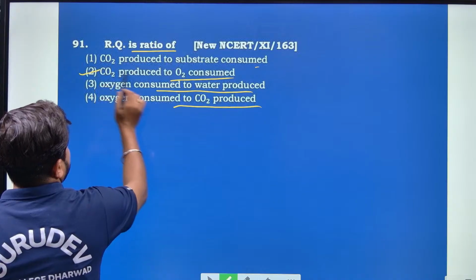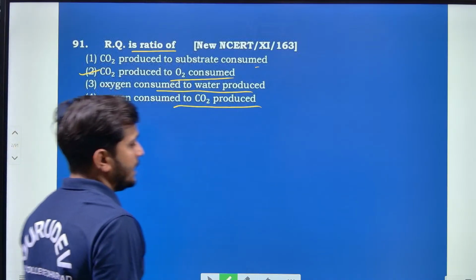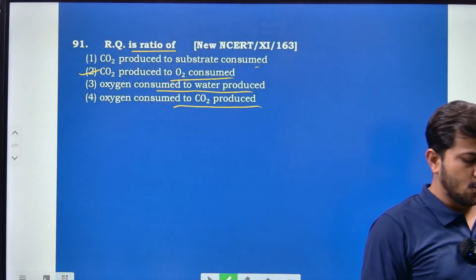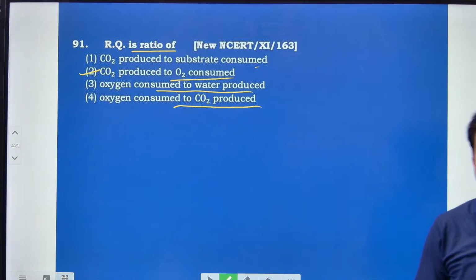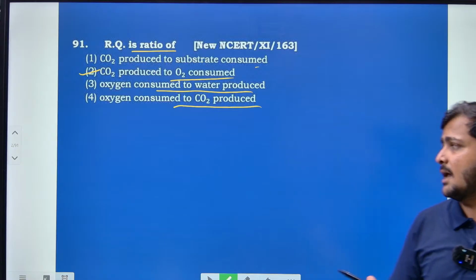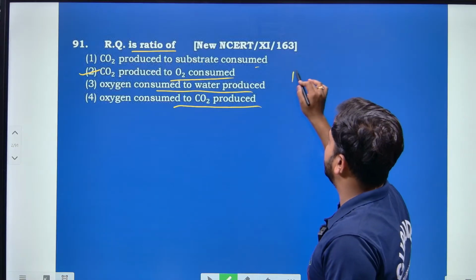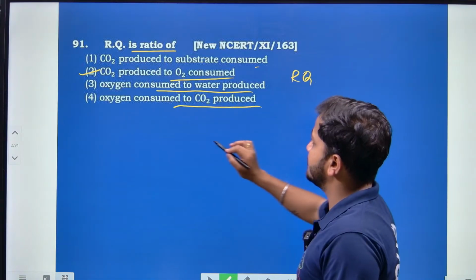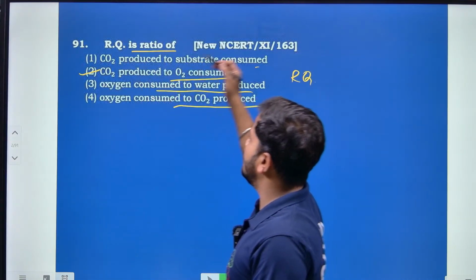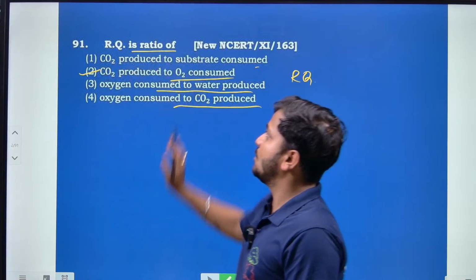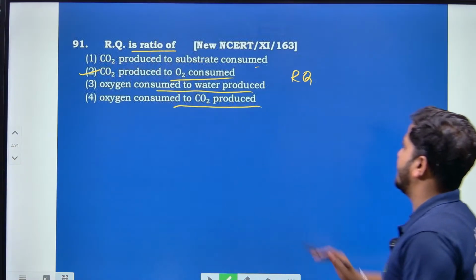According to that, majorly we are going to find out CO2 produced to O2 consumed, right? That is nothing but the amount of CO2 produced to the volume of oxygen consumed. That itself we are going to call the RQ. So CO2 produced to O2 consumed is the right answer with respect to the word RQ, that is respiratory quotient.